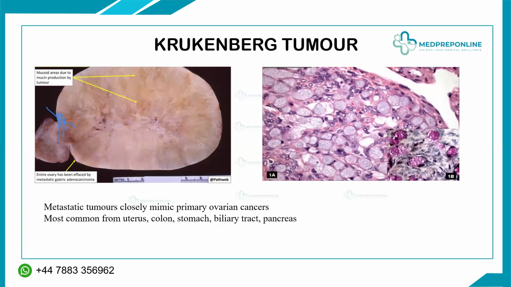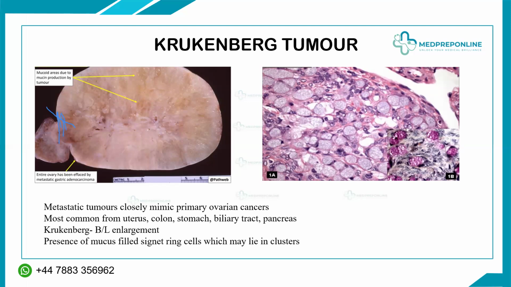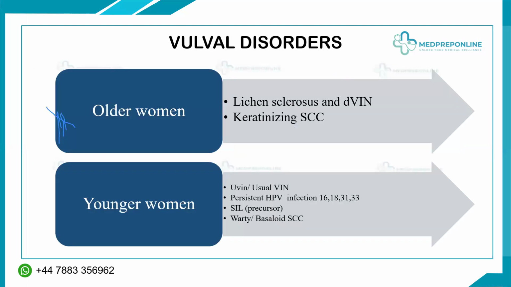gastrointestinal tract. So most commonly, it can occur from the uterus, the colon, the stomach, the biliary tract, as well as the pancreas. But most commonly, these arise from the stomach. So mostly they are bilateral, and you'll have bilaterally enlarged solid tumors of the ovary. And you can see the characteristic signet ring cells, which are filled with mucin, and all of them are clustered together. Now coming to the last and most important is vulval disorders.